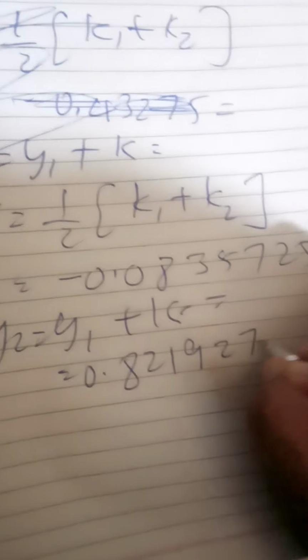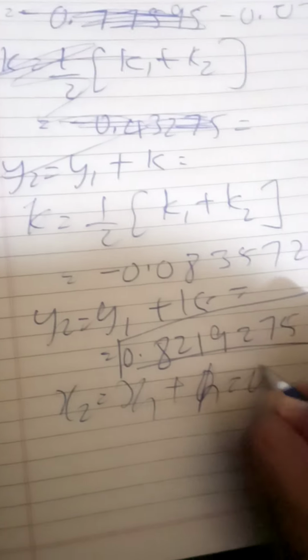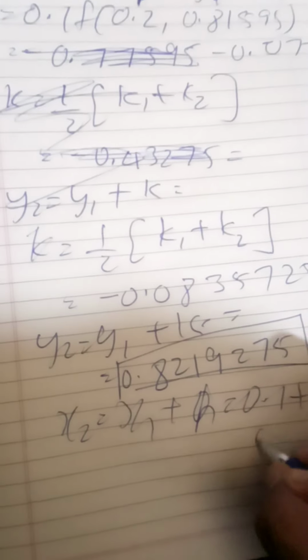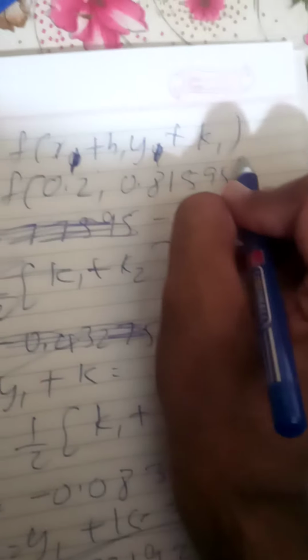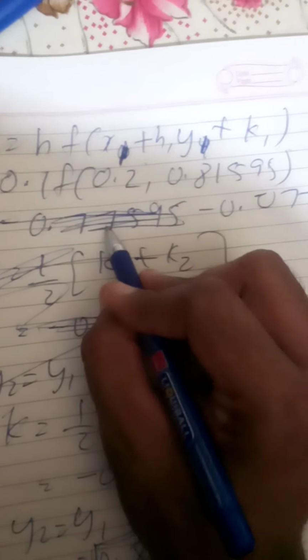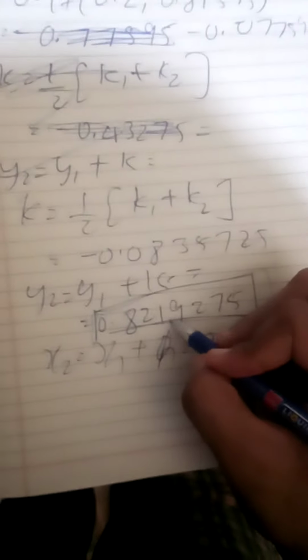So it is 0.8219275. So y at x is equal to 0.2 is nothing but this one. So x2 is equal to x1 plus h, which is 0.1 plus 0.1 is equal to 0.2. That means y at x is equal to 0.2 is nothing but this. So here how much is k2? I have calculated k2. This was a mistake and this is the correct answer. k is equal to k1 plus k2 then upon 2. Then this is the answer. You all can also verify.